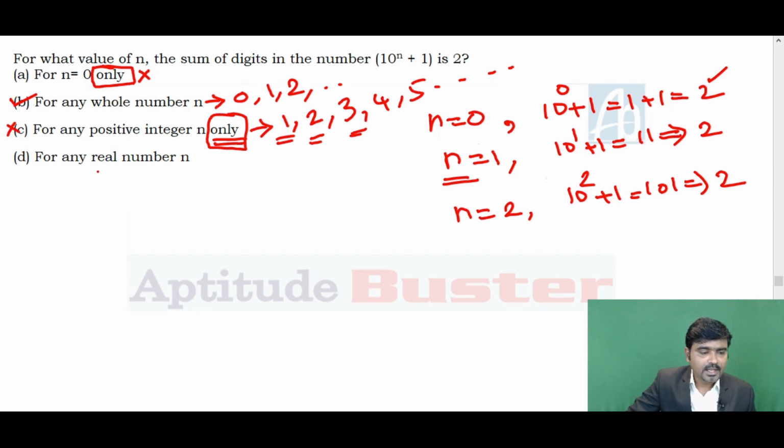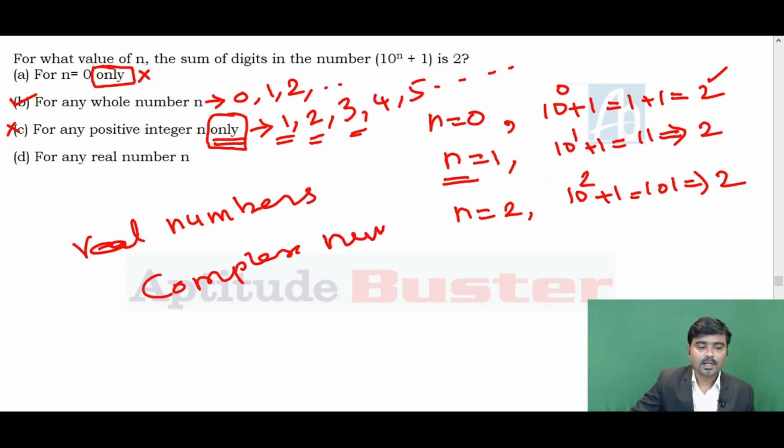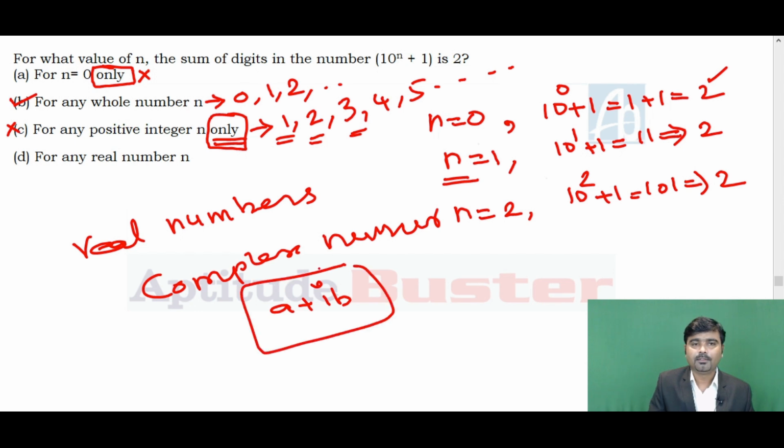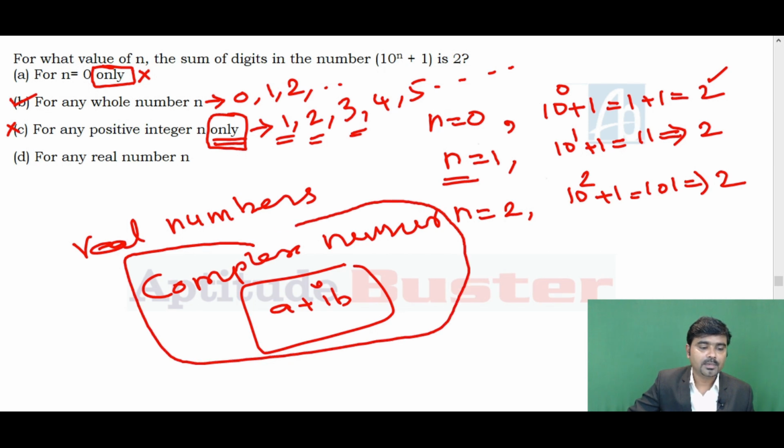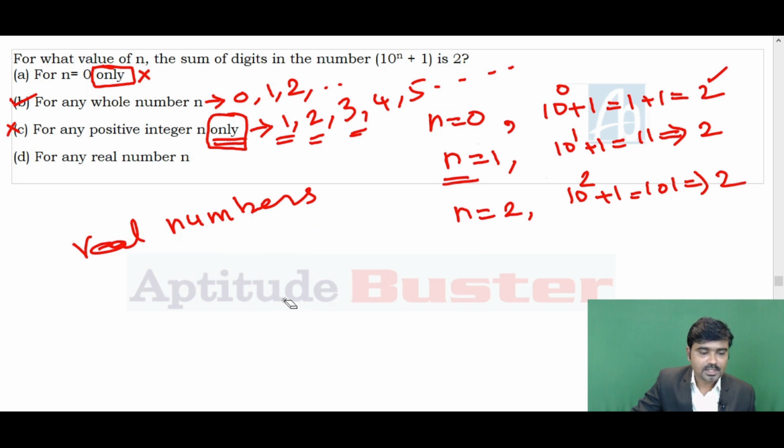Next, for any real number n. Any real number means all the numbers which we use normally. What's the other kind of number? The numbers are real numbers and complex numbers. Already we know a complex number is in the form a plus ib. This is the complex number format. So other than this format, the remaining numbers are real numbers. What happens if I choose some other number?